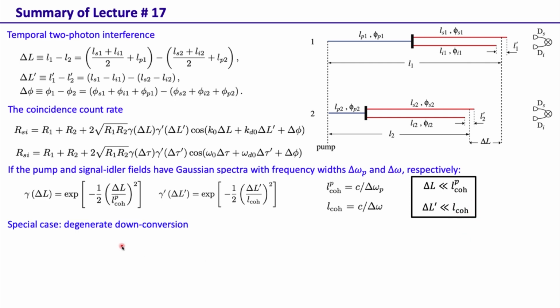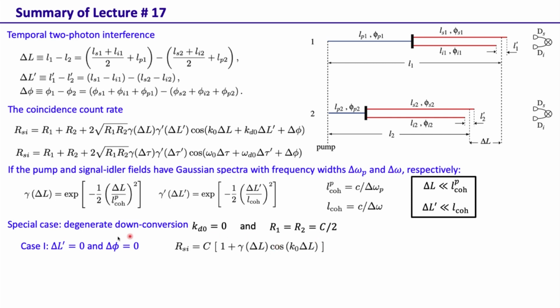Then we looked at degenerate down conversion, in which the central frequency of the signal and that of the idler are the same, and then they will have to be half the central frequency of the pump. So the difference of the two frequencies or two vectors is 0, and if the amplitudes in the two alternatives are also the same, then for this situation we looked at two special cases. First is when delta L prime is 0. This is in order to separate out the effect just due to delta L.